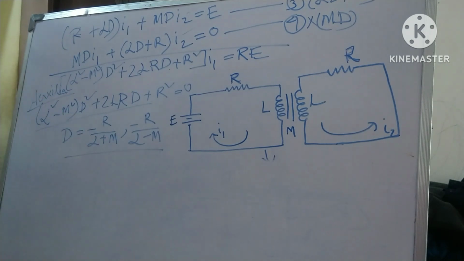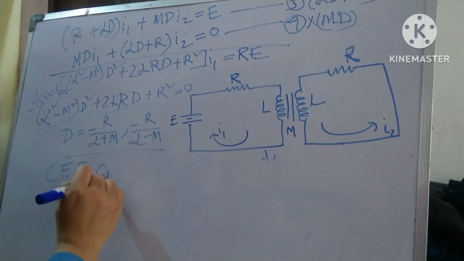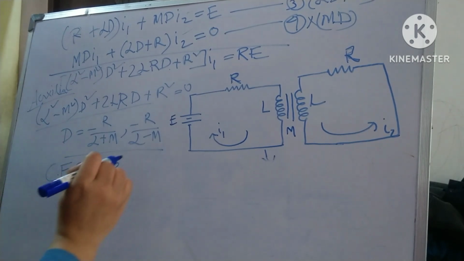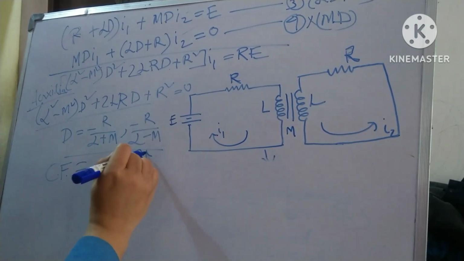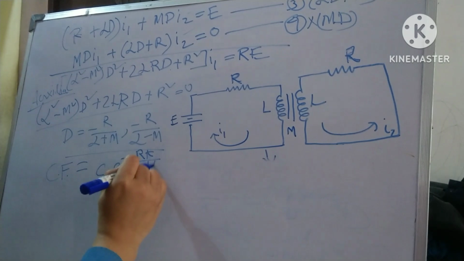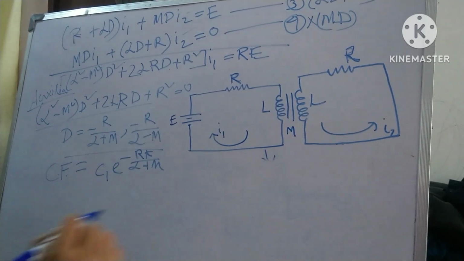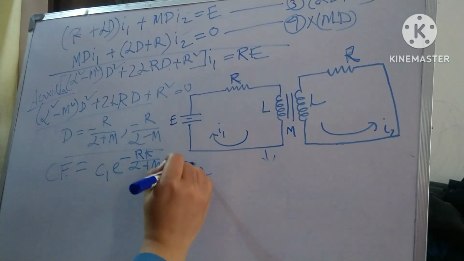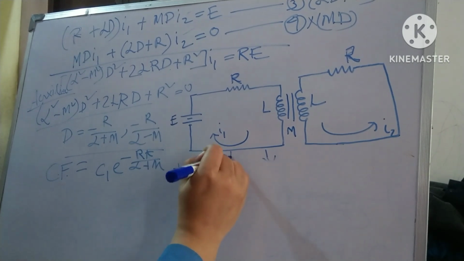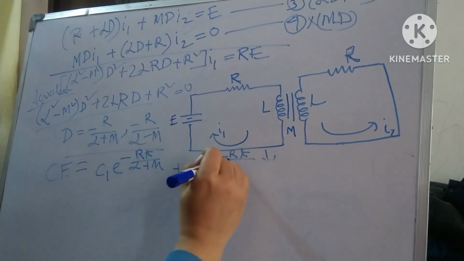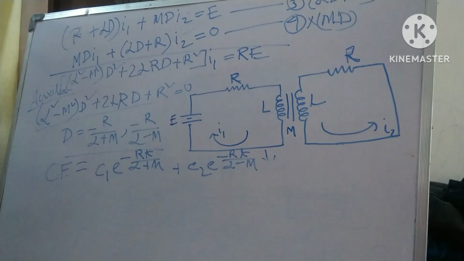When we find out the auxiliary equation, this way you can find it. So CF equals C1 e to the power minus RT divided by L plus M, plus C2 into e to the power minus RT divided by L minus M.